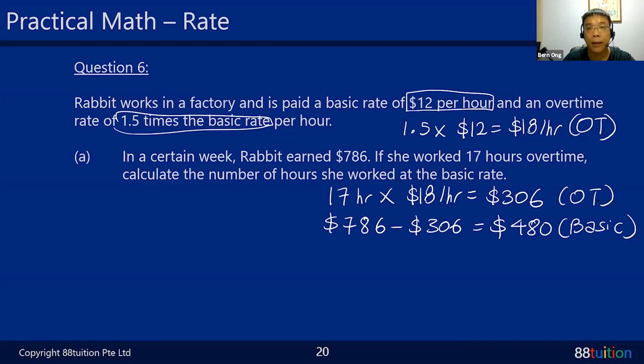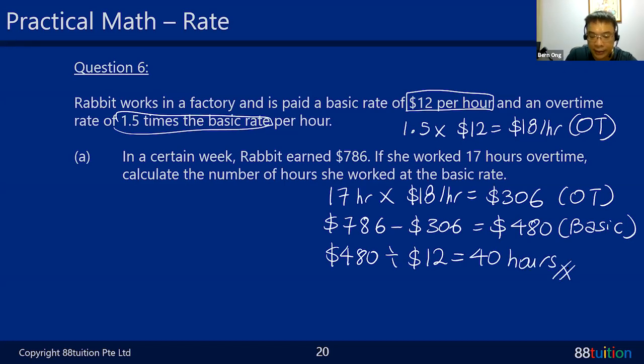Your basic, 1 hour is $12. So you take 480 divided by $12 for every hour, and that will give you 40 hours. Calculate the number of hours she worked for the basic rate. Answer is 40 hours, not $40. Easy? Rate is quite okay, not to worry. Rate, speed, ratio, all these are very nice topics to do.